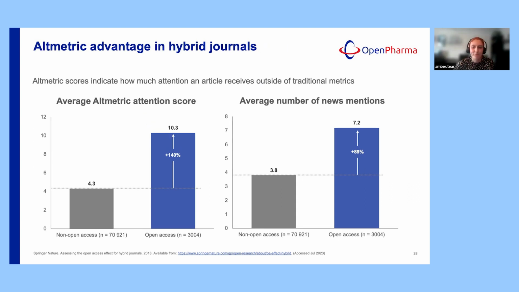Next slide, please. Now, altmetric scores show similar trends. These indicate the amount of attention an article receives outside of traditional metrics. So things like social media mentions, mentions in the news, and also in policy documents. And among articles published in hybrid journals, open access articles have demonstrated substantial benefits across the majority of altmetric domains, including a 140% increase in average attention score.